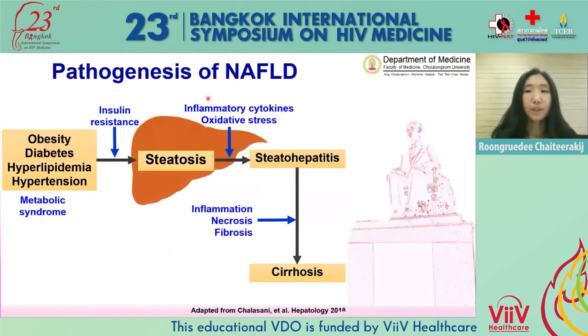NAFLD usually develops in patients with metabolic syndrome, which is a combination of obesity, diabetes, hyperlipidemia, and hypertension. This leads to insulin resistance, which causes steatosis in the liver. Steatosis can induce the production of inflammatory cytokines and oxidative stress, resulting in hepatocyte necrosis and fibrosis, eventually cirrhosis. This is the pathogenesis of fatty liver in the general population who do not have HIV infection.